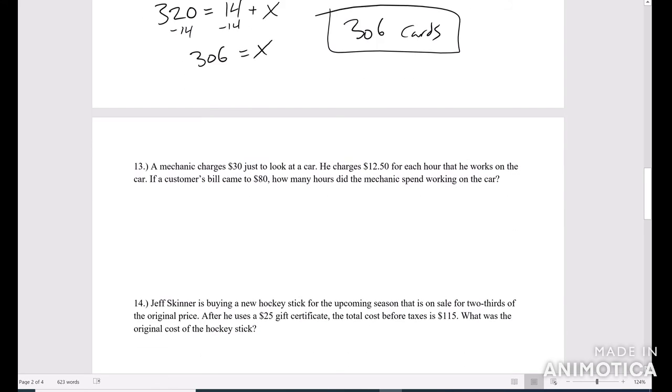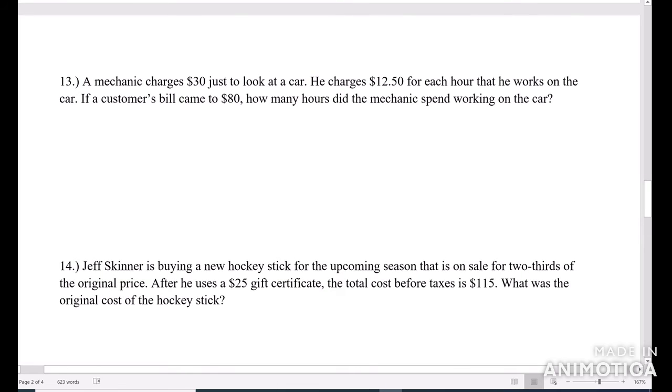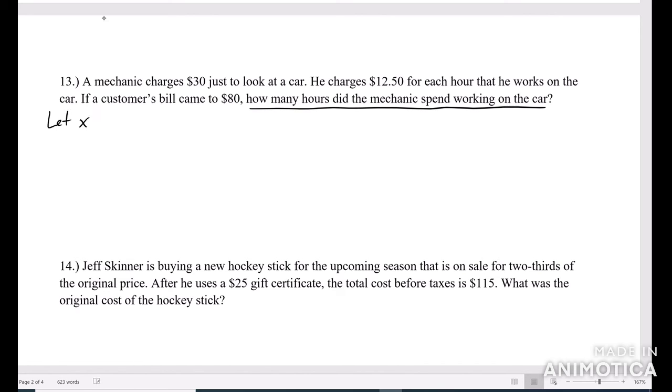Okay, the next one says a mechanic charges $30 just to look at a car. He charges $12.50 for each hour that he works on the car. If a customer's bill came to $80, how many hours did the mechanic spend working on the car? So again, our question, how many hours did the mechanic spend working on the car? That's what we're going to let our variable be. So we're going to let x equal number of hours spent looking at the car.